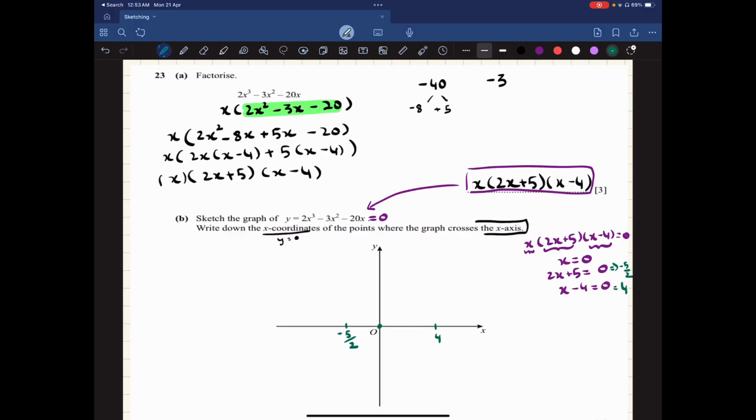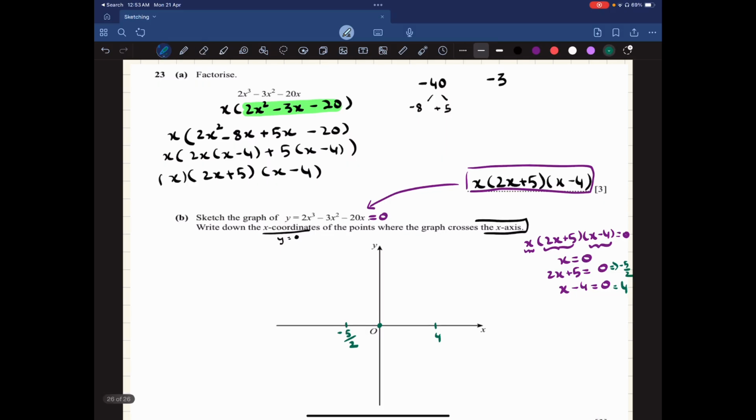And where does the graph cross the y-axis? We're just going to place x equal to 0. Because if we place 0 in place of x, this term would be 0, this would be 0, and this would be 0. So no other y-intercept. It crosses the y-axis at 0.